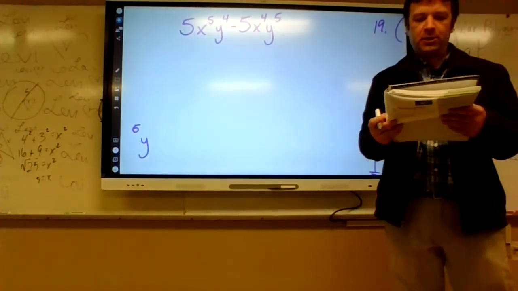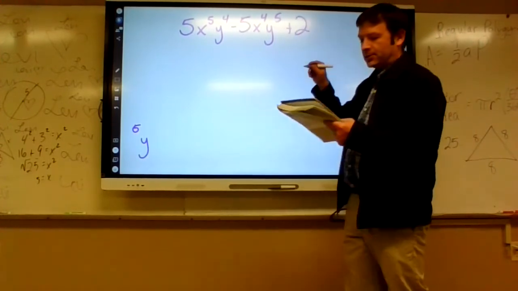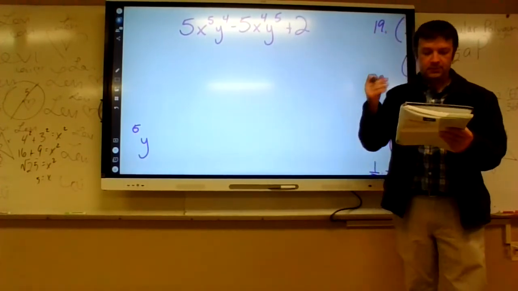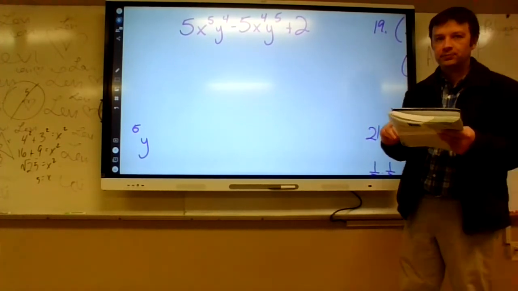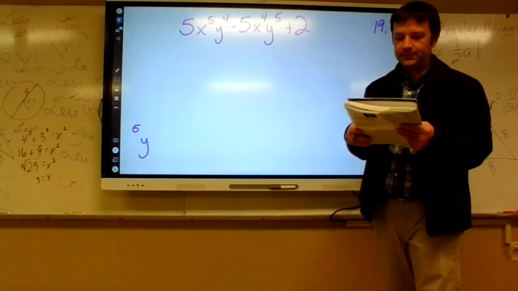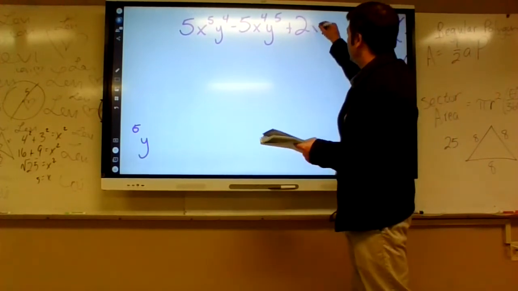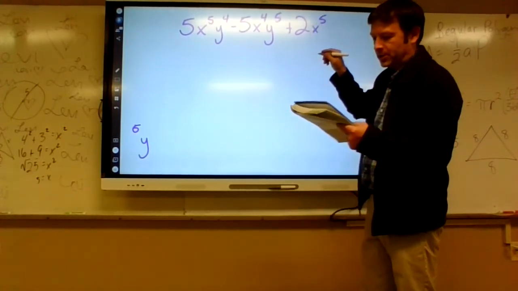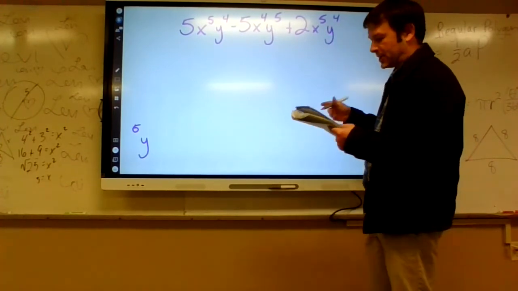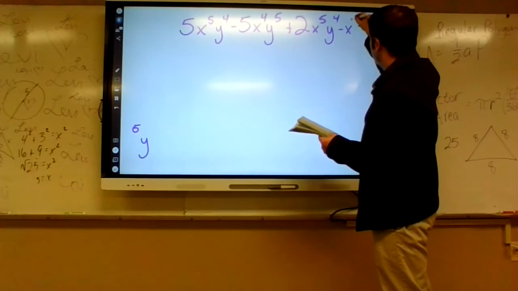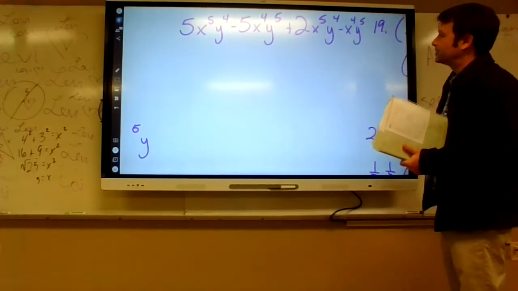Okay, the third term says plus 2. How many x's are multiplied in there? It says x squared and x cubed. So we got x to the fifth, and then how many y's are in there? 4. And then the last term, does that simplify? No. Okay, do we have any like terms?